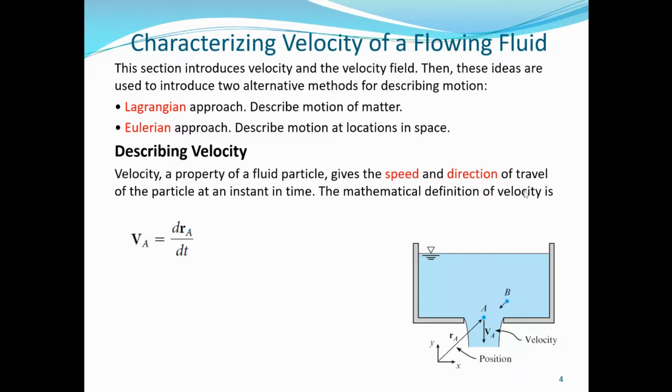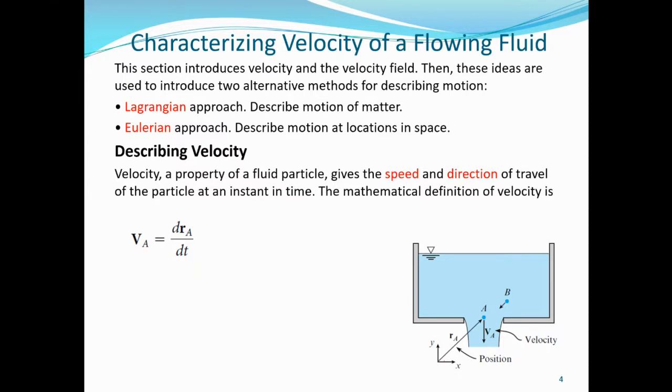dr/dt, in this case, we're looking at the position vector. If you look at this figure here, we have two fluid particles, A and B. This one is the velocity vector moving vertically downward from a tank with an orifice at the bottom. So this is the position vector RA. The change of the position with respect to time gives the velocity of that particle.